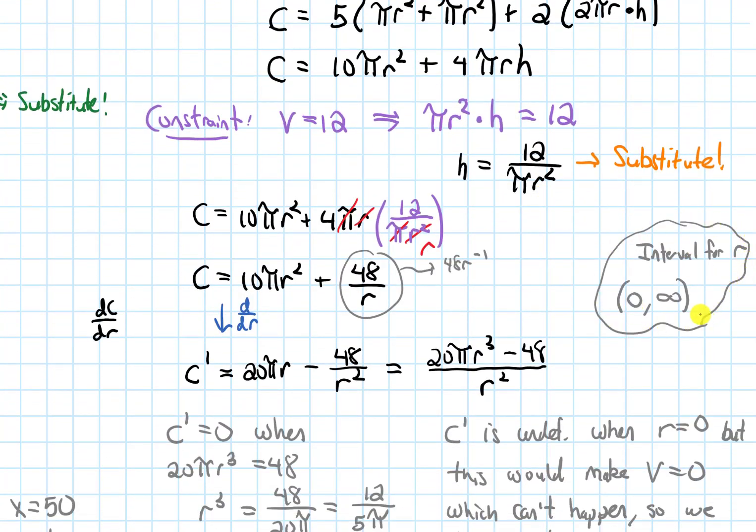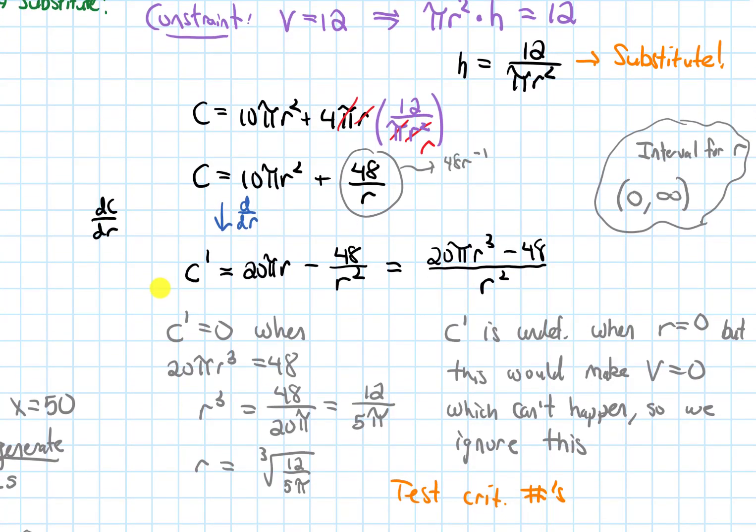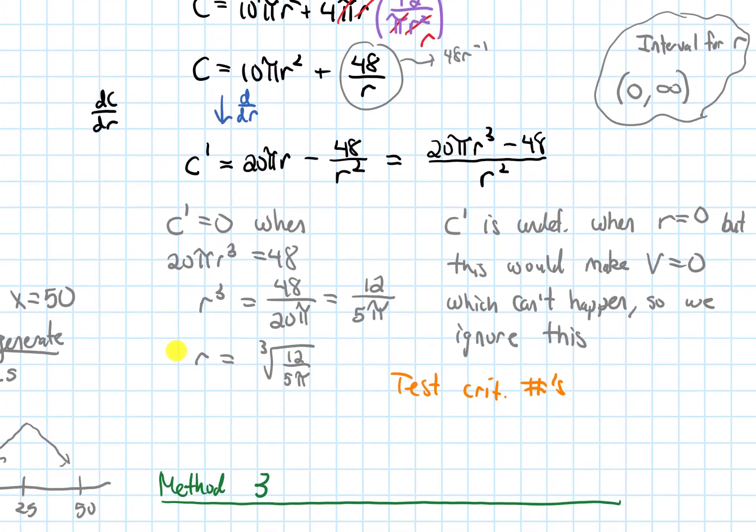This is an open interval, so I couldn't even use the closed interval method. You could only do it on a closed interval. So that leaves us with either the first derivative test or the second derivative test. And with this function, I think the second derivative is going to be pretty simple actually, because for the 20 pi r, when I do the derivative, that'll just become a nice constant. Okay, so I'm going to do this.